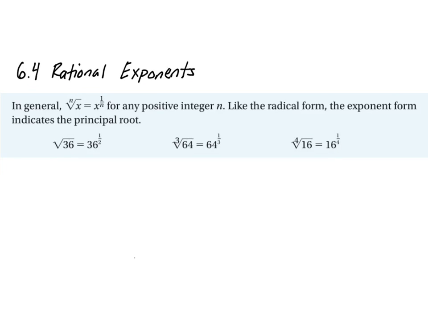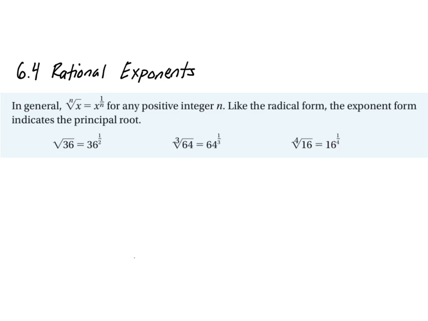All right, 6.4, rational exponents. So one of the things we have to recognize is that when we're dealing with a radical expression, we can then transform that into an exponential expression and vice versa. So in this case, the nth root of x is equal to x to the 1 over nth power.